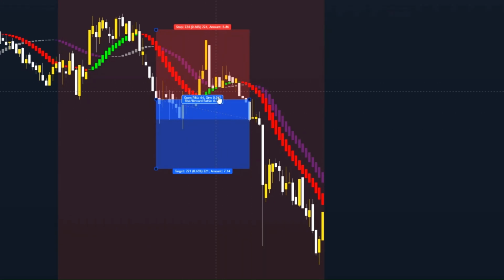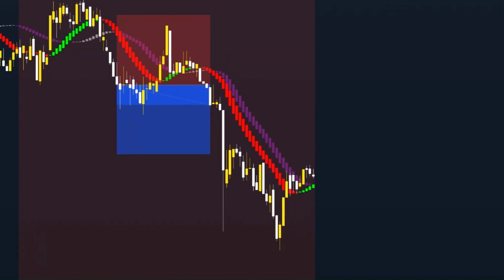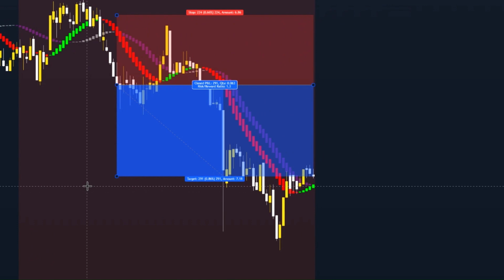And this is a great example of why we do not do that, because if we had exited during the negative, then we would have missed out on all these points down here. And there we go, that trade made a 1.3 risk to reward ratio.